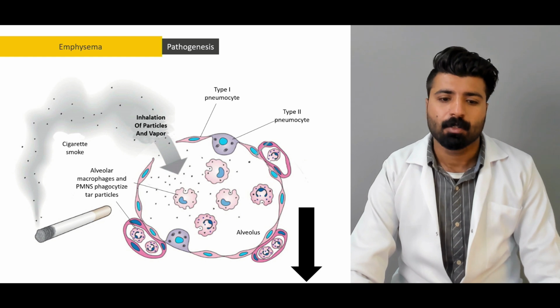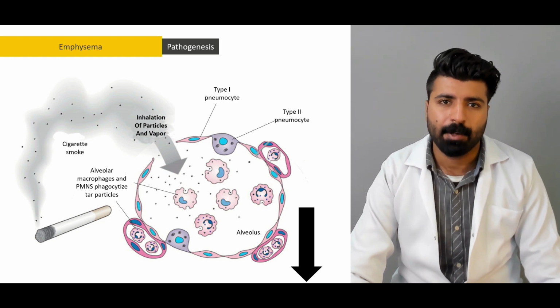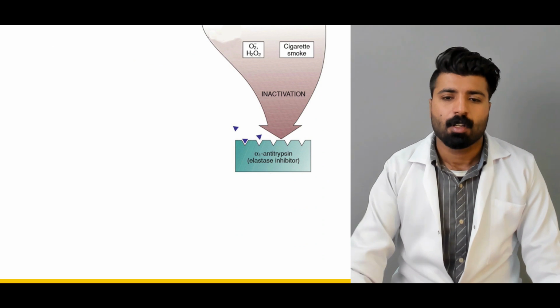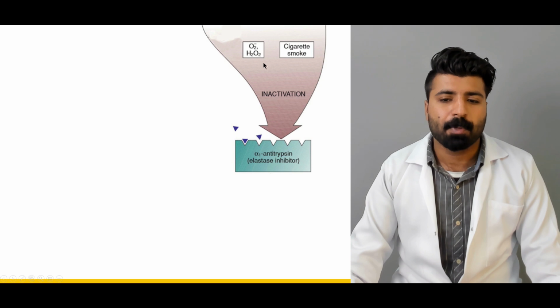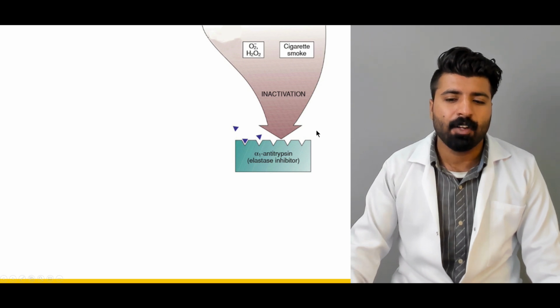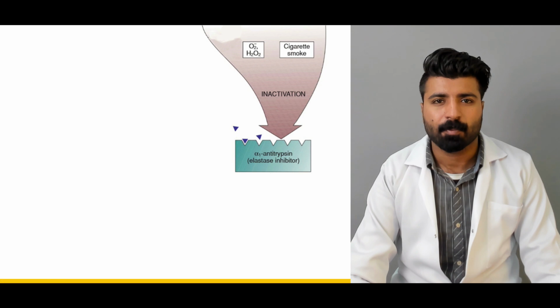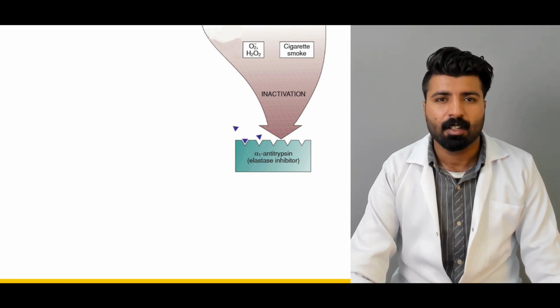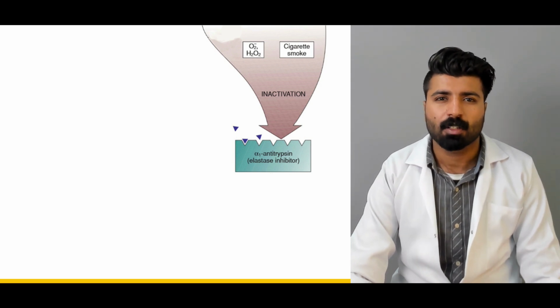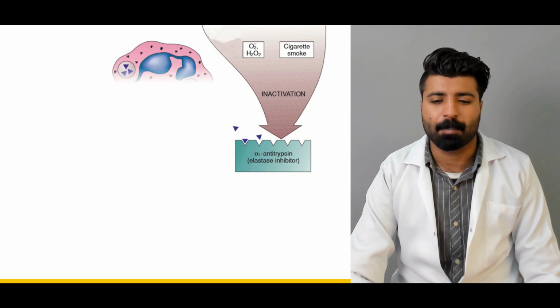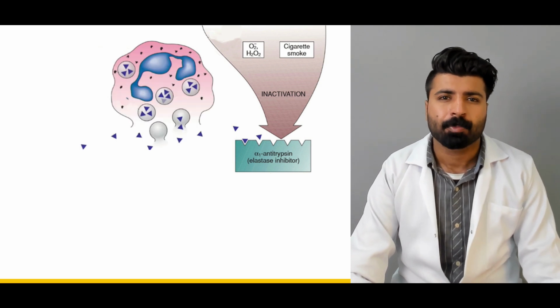So all of this happened. Macrophages took them in. What happened next? The cigarette smoke, O2 and hydrogen peroxide went on and inactivated alpha-1 antitrypsin, which is the elastase inhibitor. When they inactivated it, protease activity will rise, but antiprotease activity is gone. Mostly this happens in some congenital, inherited disorders.